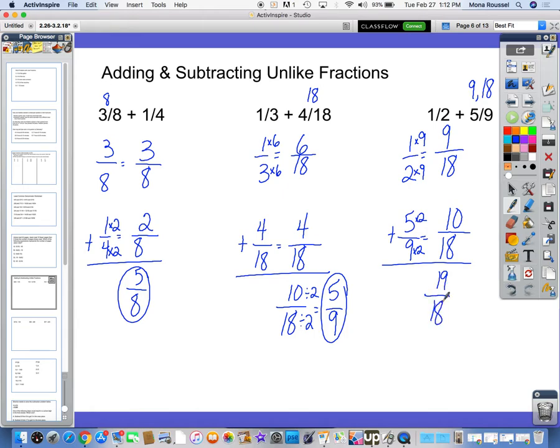Then we ask, is it improper? Is this fraction improper? And yes, it is. The numerator is too large. So we will divide 18 into 19. You can either do that in scratch paper or you can do it mentally. 18 goes into 19 one time. The remainder would be 1/18. 1/18 cannot be reduced, so 1 and 1/18 would be your answer.